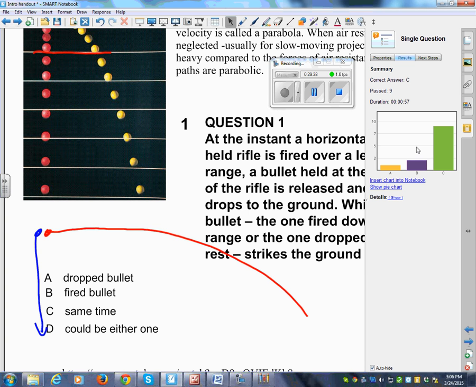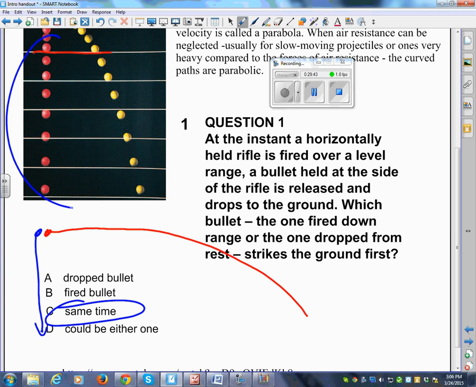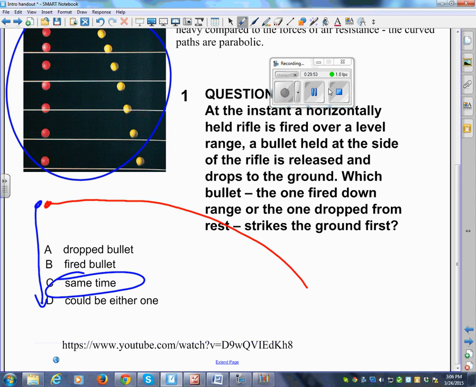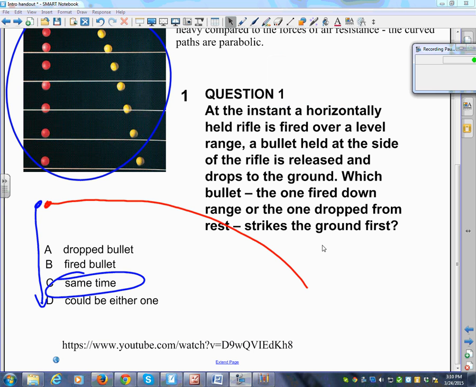Correct answer is C. Well done. The same time. Is that not what this picture shows? Exactly that picture. The only difference is a bullet is fired a whole lot faster at exactly the same time. If only there was a Mythbusters episode where they did this. Same time.